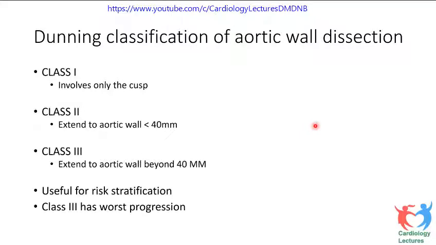And there is a classification for that, depending on the aortic wall dissection. Class 1, Class 2, Class 3. Class 1 involves only the cusp. Class 2 extends to the aorta, but less than 40 millimeter. And Class 3 extends to the aortic wall, but beyond 40 millimeter. This classification is predominantly useful for risk stratification.